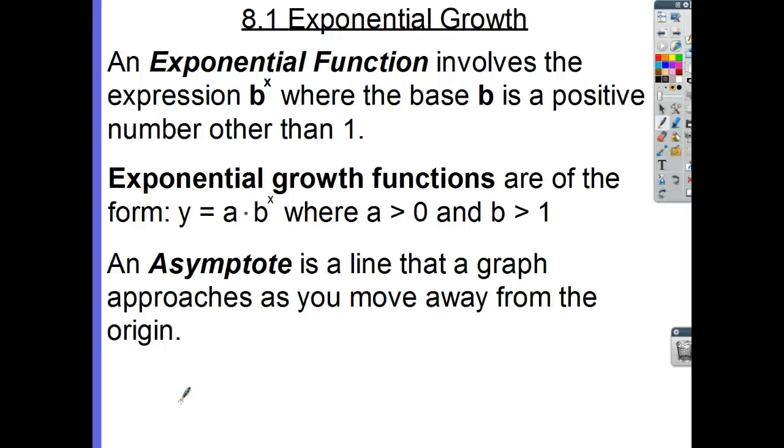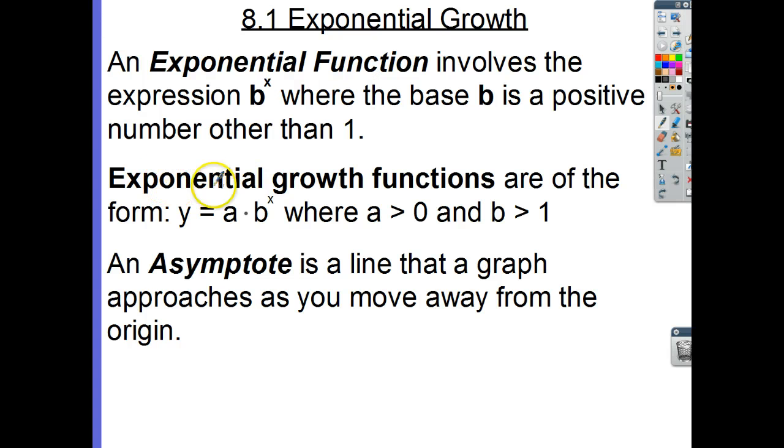Alright, this video is about exponential growth. In our book it's section 8.1. I'd like to start with some definitions. An exponential function involves the expression b to the x, where the base b is a positive number other than 1. Okay, so that's the basis for an exponential function.